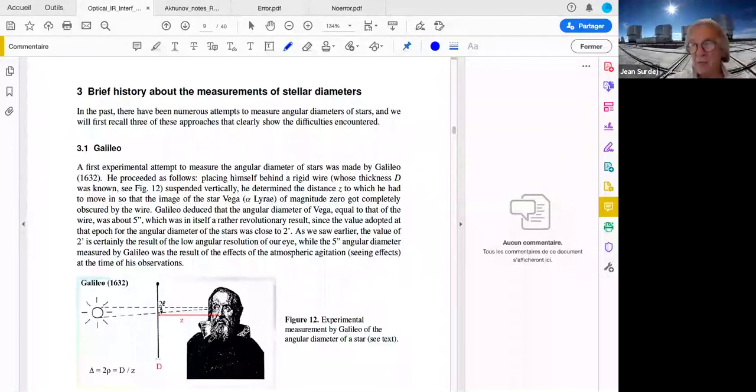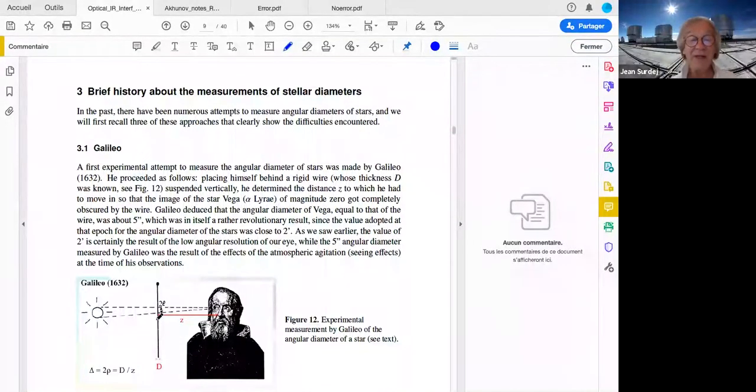But as you set your eye closer and closer, at a moment the star will be occulted. Now by estimating the distance between your eye and the wire, and dividing the thickness of the wire by this distance, you will get the angular radius under which you see the wire, but also the star. And this is what Galileo did. He estimated the angular diameter of a star and found that it was probably about 5 seconds of arc at that time.